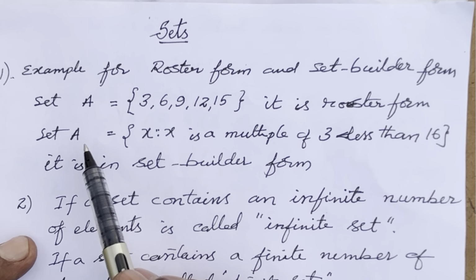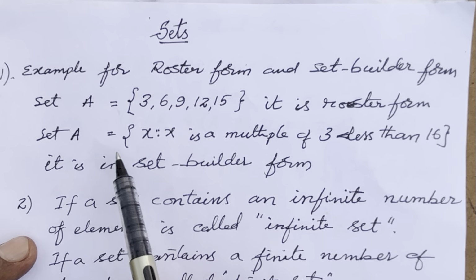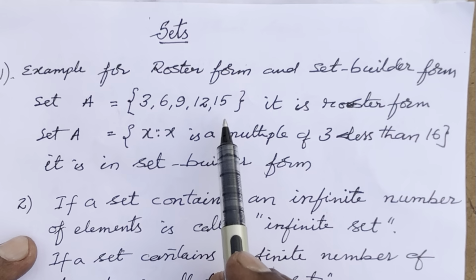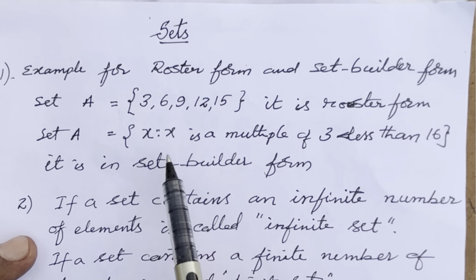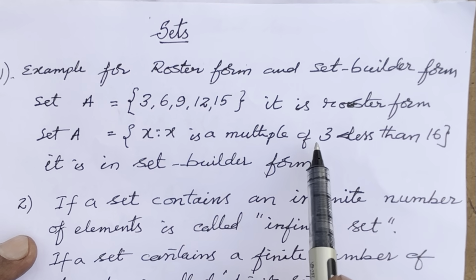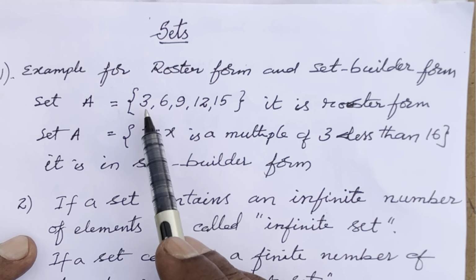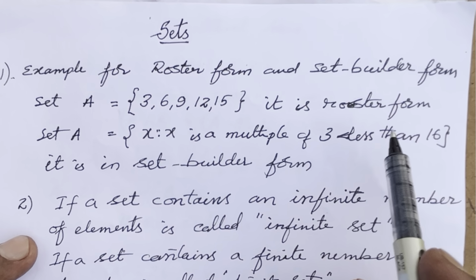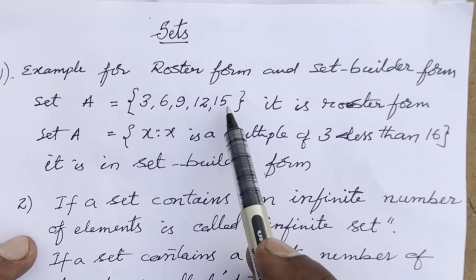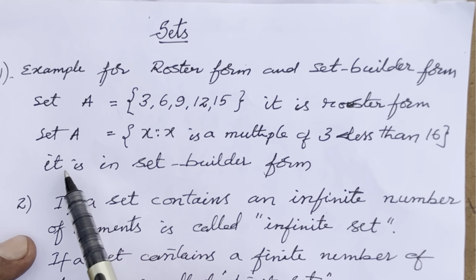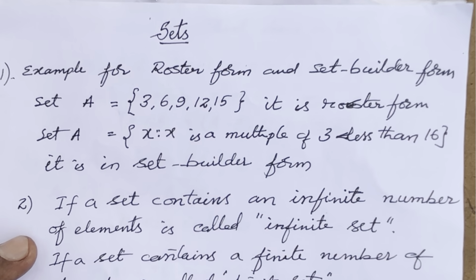And in the set builder form, that is a short form. You can see here the same set above, I am writing in a different way in the set builder form: x such that x is a multiple of 3. That means 3, 6, 9, 12, 15 are the multiples of 3 less than 16. See, the last multiple is 15. That purpose we can write x is less than 16. So it is in the form of set builder form.